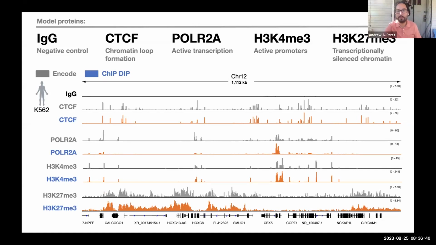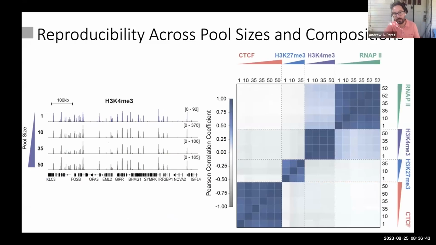So we're going to do a couple more validations here: reproducibility across pool sizes, and does the composition of the pool matter? And so we'll look at different pool sizes first. If we use 1, 10, 35, or 50 different antibodies in a pool, the one antibody being our ENCODE control, we can see that the correlation across the genome and across this region is quite nice across all 4 of these proteins that we're using to benchmark this assay.